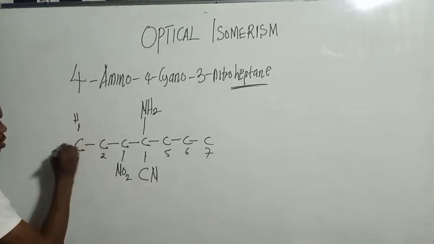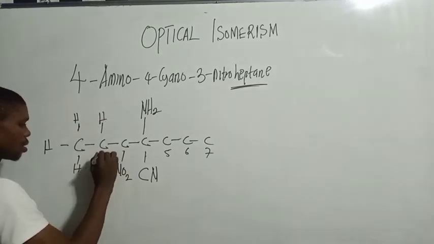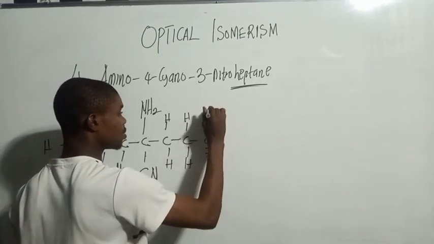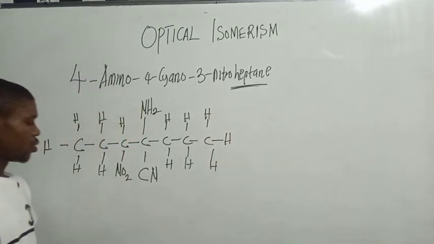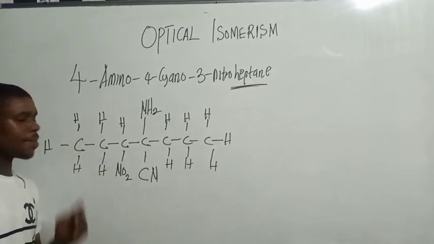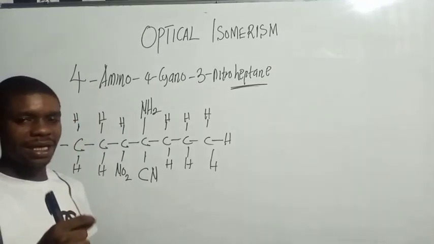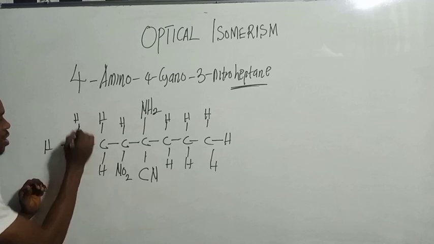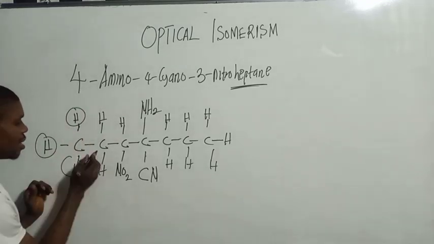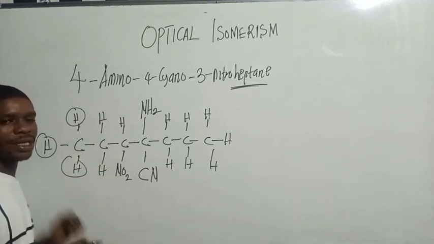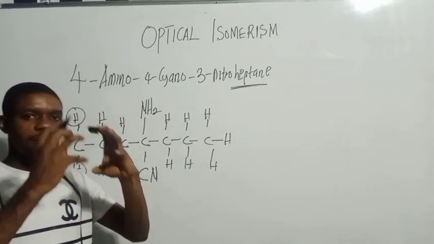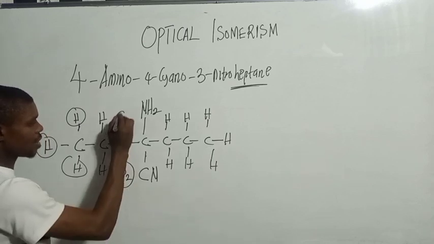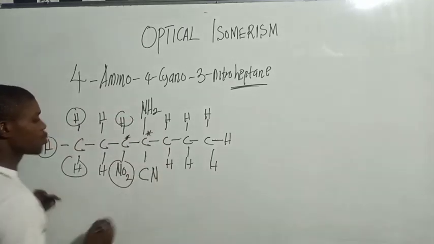So how many stereoisomers do we have here? Look at something here. Remember, a chiral molecule has a chirality center, and a chirality center must have four different groups. This carbon cannot be a chirality center because it has three hydrogens. Likewise, this one also cannot be a chirality center because it has two hydrogens. But this one here is a chirality center because it has NO2 and only one hydrogen. So here I have two chirality centers.